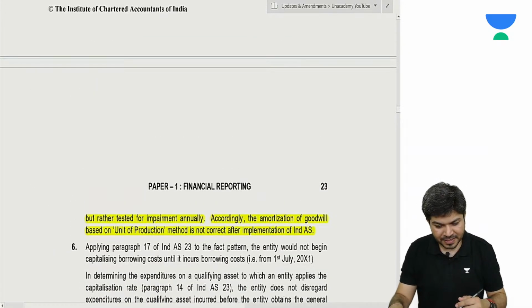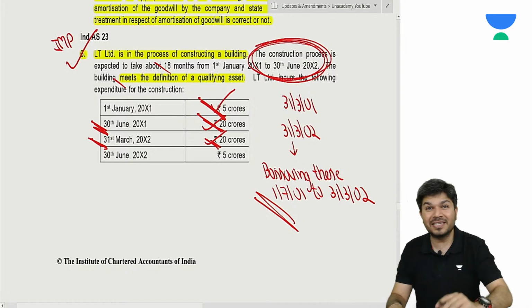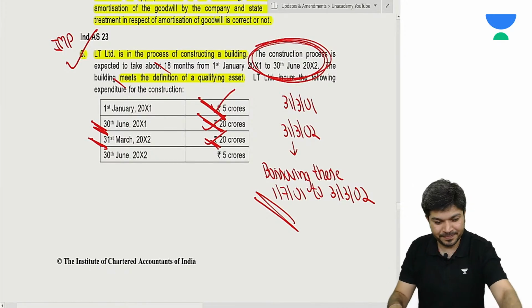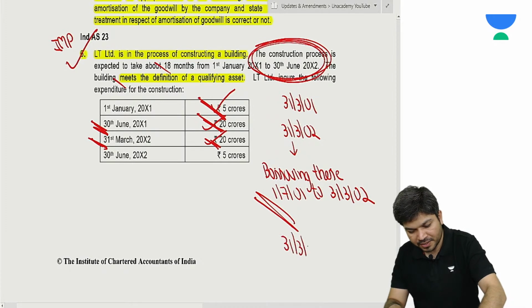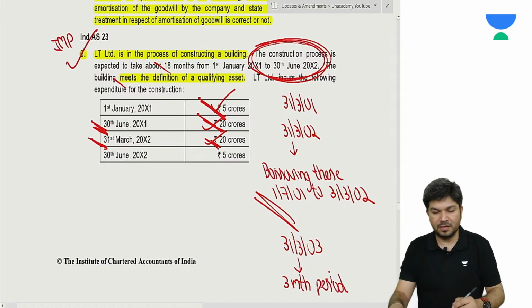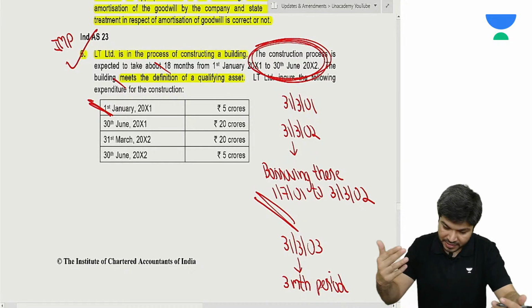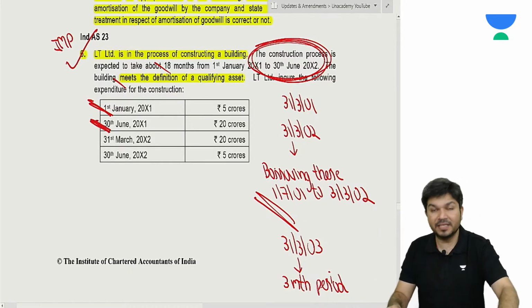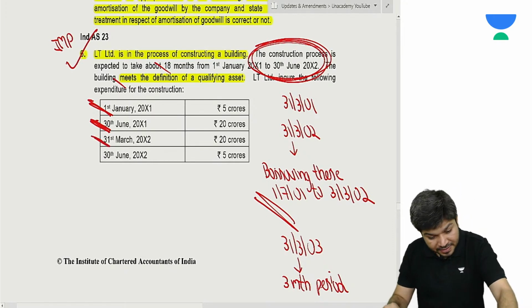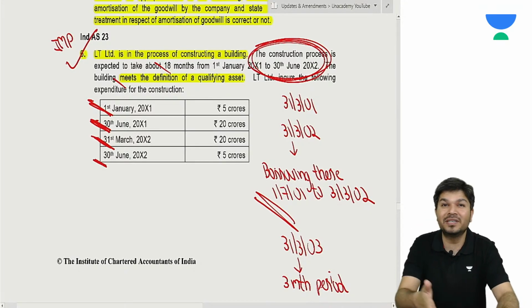Next year. Now, can I say construction completed in June? Okay, construction completed in June. So, can I say capitalization only till June will be there? In the 31st March year 3, can I say only a 3 months period is capitalized? Only till June? Okay, so now pay attention. Now only 3 months. So assume this 5 crore was used for 3 months. This 20 crore was also used for those 3 months, April, May, June. This one is incurred on 30th June, it can't be there.